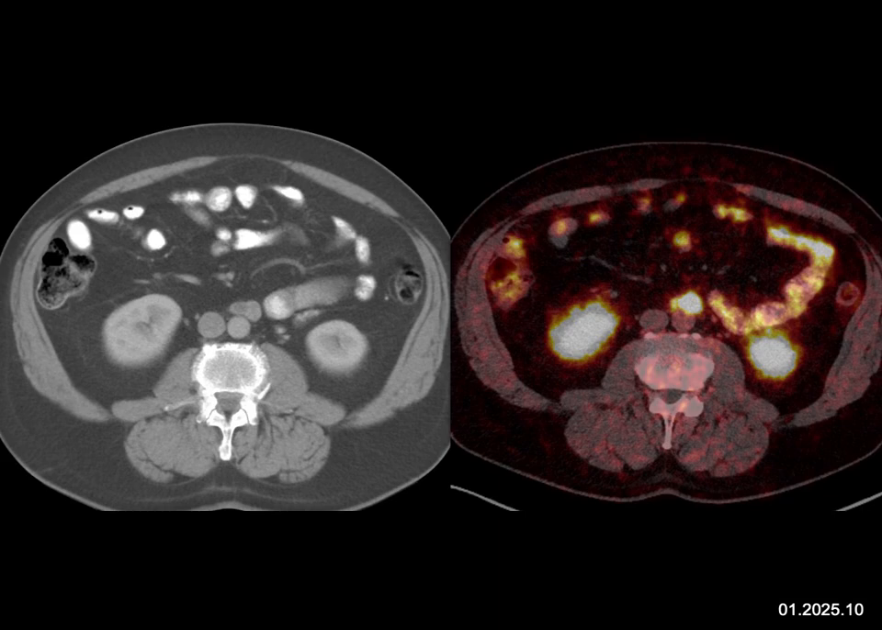Now, the other thing you have to think about in this case is location. Where I'm showing you this mass is just above the aortic bifurcation, which is the region of the organ of Zuckerkandl. In the organ of Zuckerkandl, we always think about extra-adrenal pheochromocytomas. Remember, extra-adrenal pheos are about 10% of cases. Organ of Zuckerkandl is a great location.